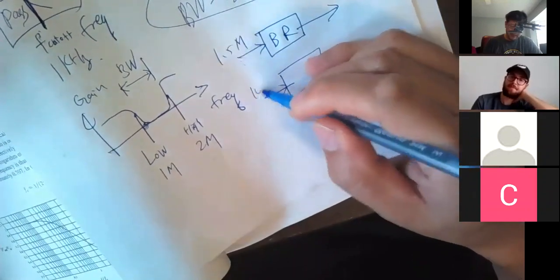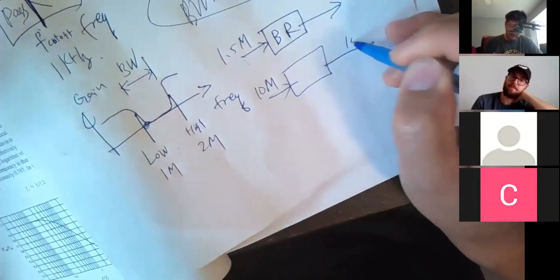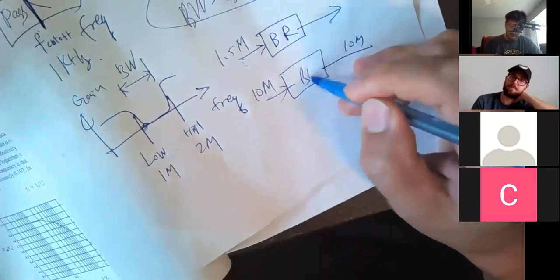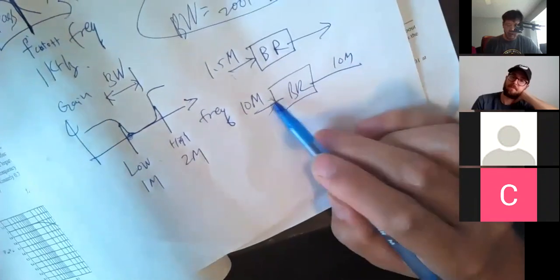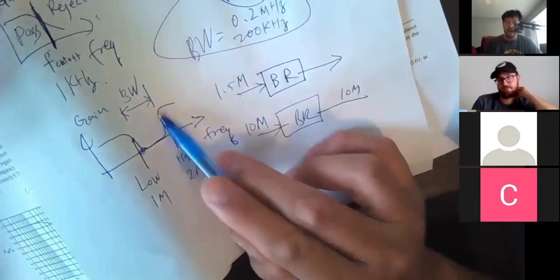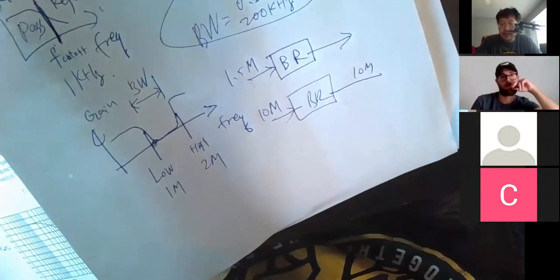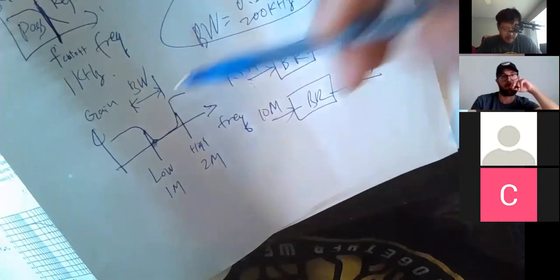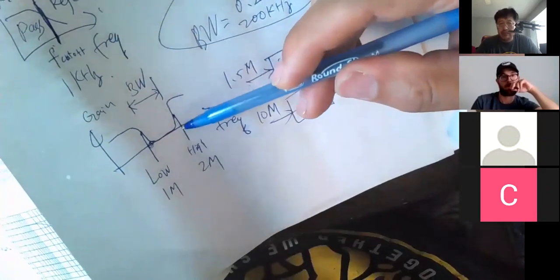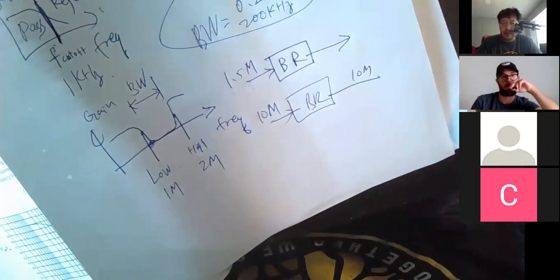And if it's 10 megahertz, 10 megahertz comes out, no problem, because 10 megahertz is way outside your trap. The further away from that trap, the better. The closer, potentially you have potential loss.